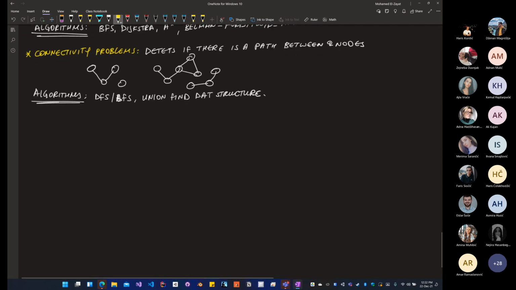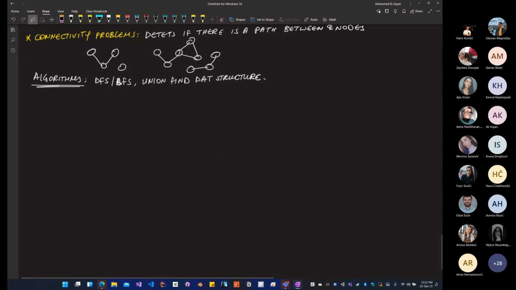Okay. Another problem, which we'll discuss hopefully later when discussing DFS and BFS, is the traveling salesman problem. It's an NP hard problem, and let me just write BFS back.